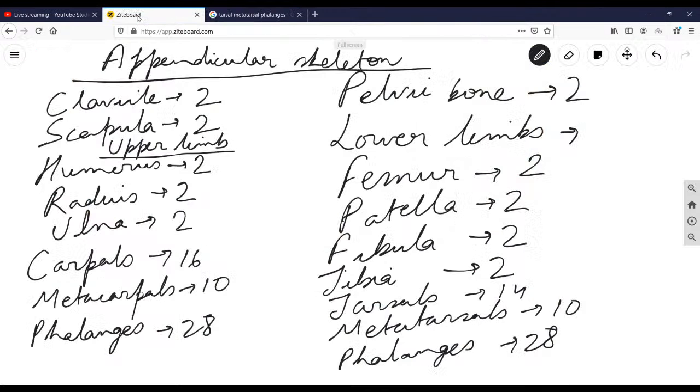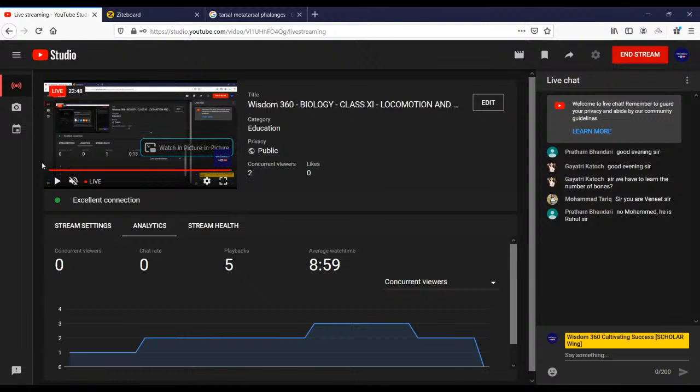So these are the bones, and if you just total it up, what you will get is 126. So 126 plus 80 is what you get, 206 bones. The appendicular skeleton has 126, and the axial skeleton comprises 80 bones. That is the truth, right?